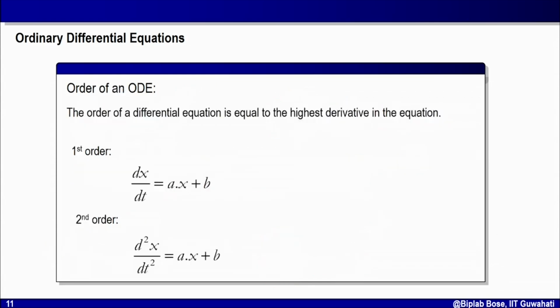Sometimes we differentiate ODEs based on their order. By order, we mean the highest derivative of the equation. For example, take the first one, a first order equation. Here the derivative is dx dt, whereas the second one is second order because we have d2x dt2, which is a second order derivative. In most of the problems that we will model in this course, we will deal with first order ODEs. We may have both linear and nonlinear.